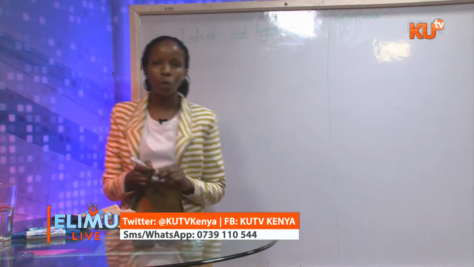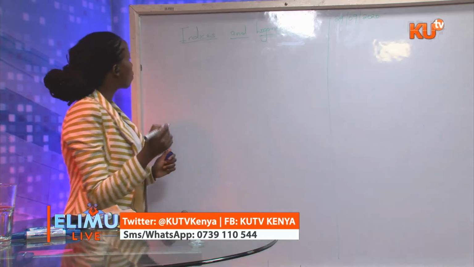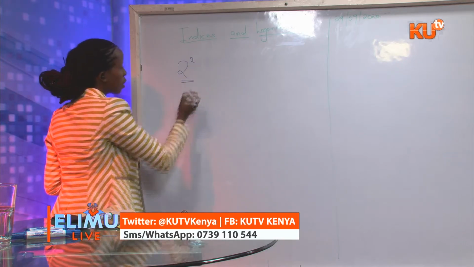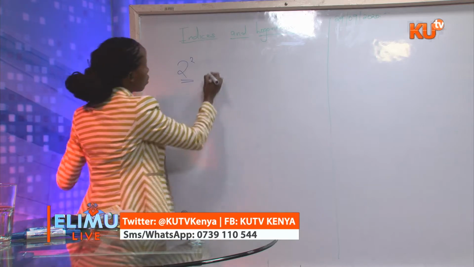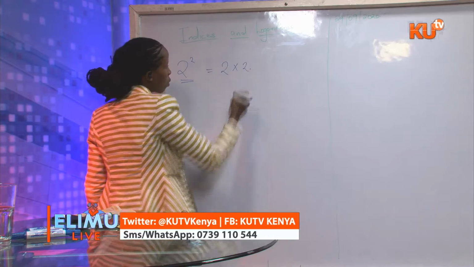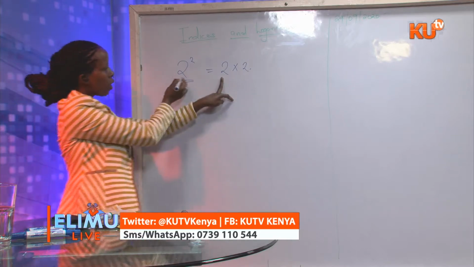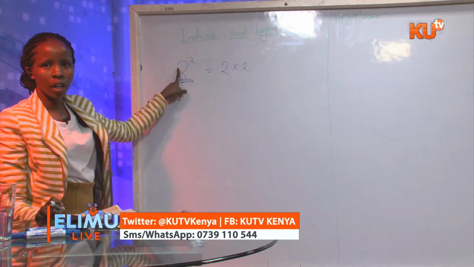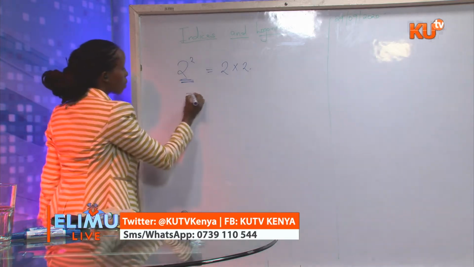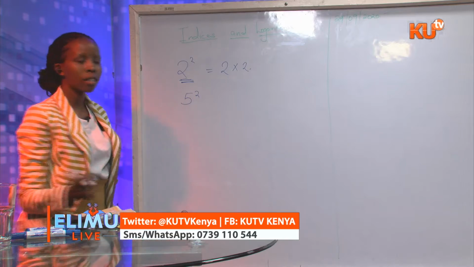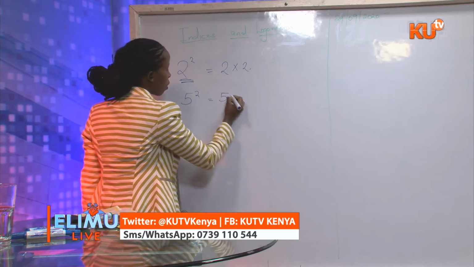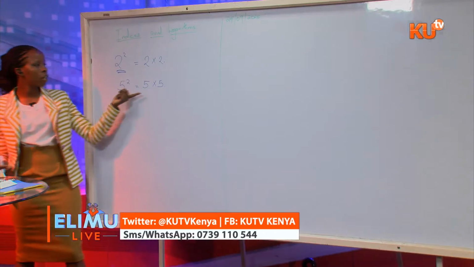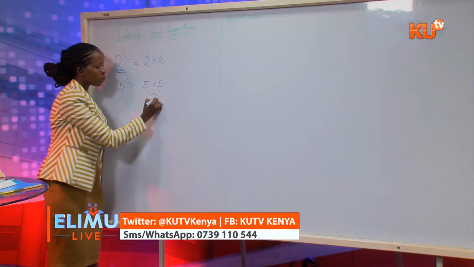Back in Form 1, we talked about squares and square roots. For example, if we have 2 squared, we write it this way, and this goes down to 2 multiplied by 2. So it is 2, how many times? 2 times. That is where we narrow it down to 2 squared. If we have 5 squared, we write it as 5 multiplied by 5. So it is 5, how many times? 2 times.